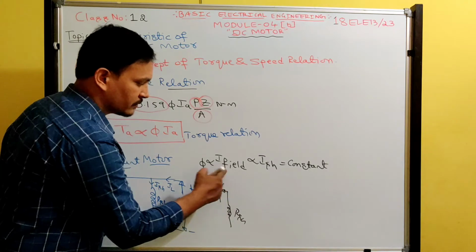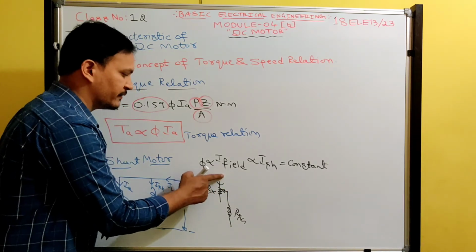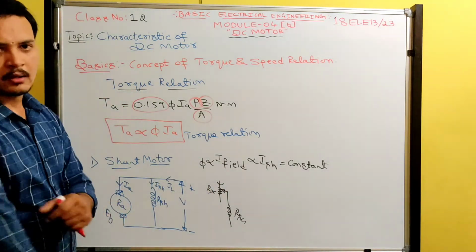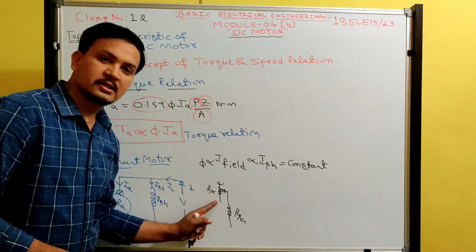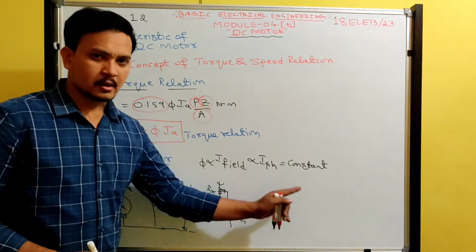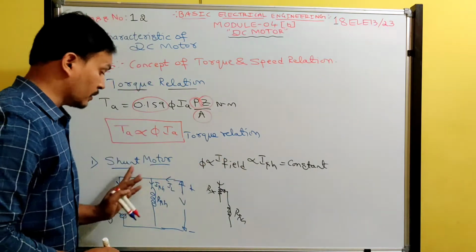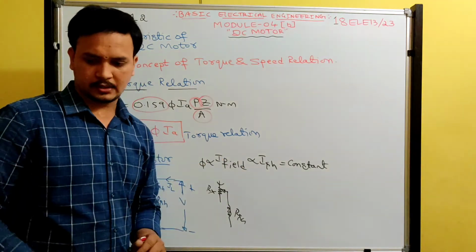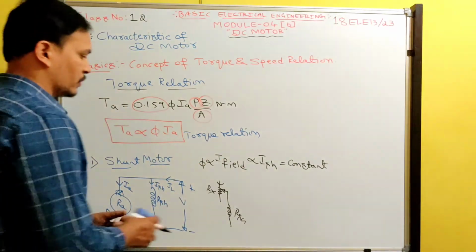Less current means what? Less field current. The lesser the field current, the lesser will be the flux. So if this resistance is not added, then flux is constant. Problems on shunt motors are very, very important. I hope you got it.